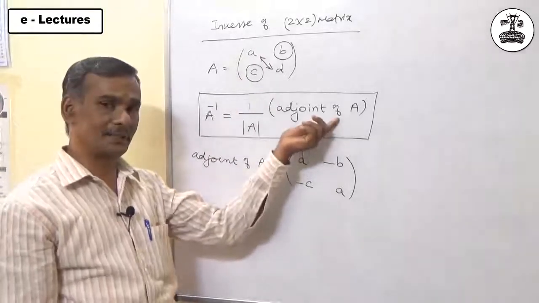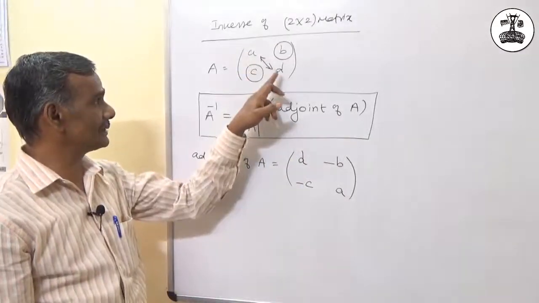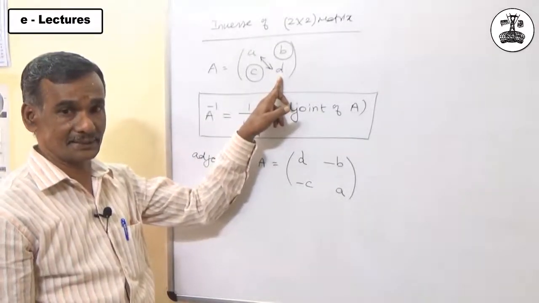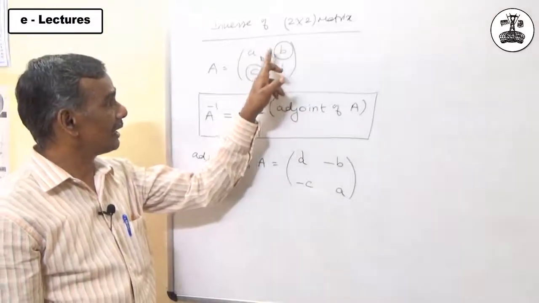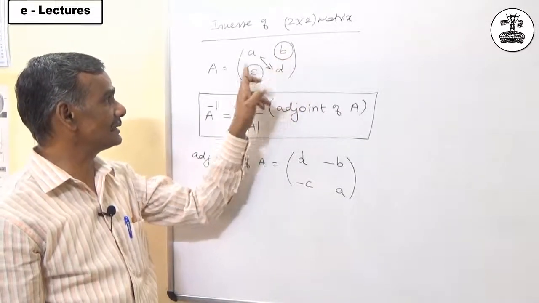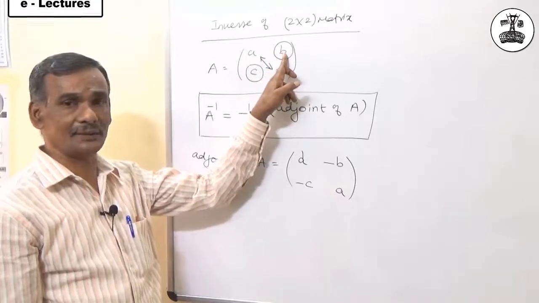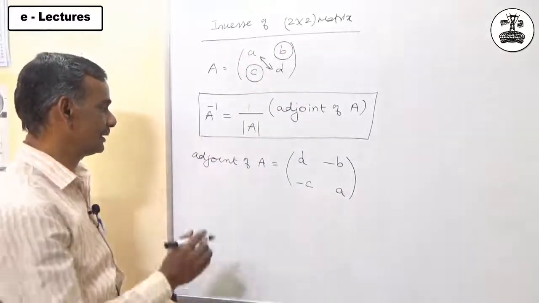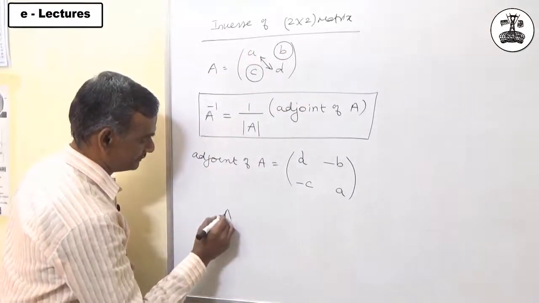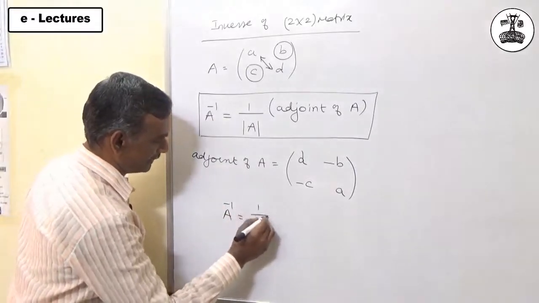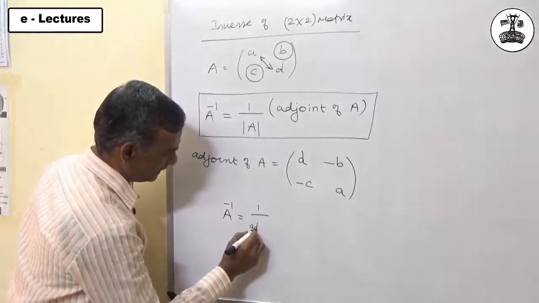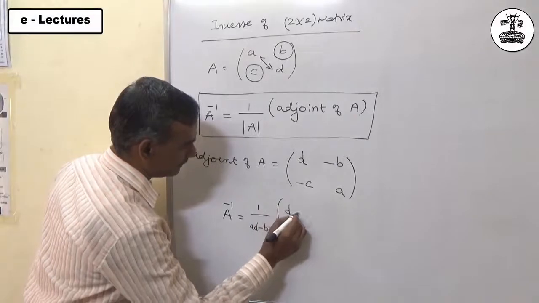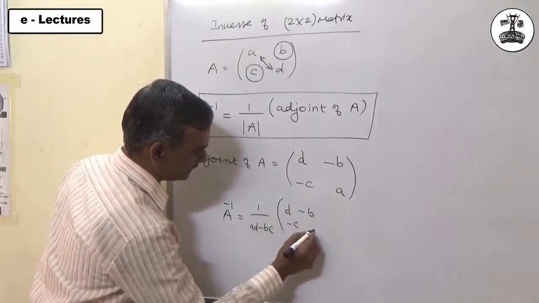The adjoint of A எப்படி easy ஆக கண்டுபிடிப்போம்னா, interchange the diagonal elements A and D ரெண்டையும் இடத்த மாற்றிடணும். So A and D are interchanged. Then off diagonal elements அதை தவிர மற்ற ரெண்டு elements B and C வந்து அந்த elements அங்கேதான் இருக்கணும், but அடையாளம் மட்டும் மாறணும். So change the sign of B and C. Therefore A inverse equal to 1 by determinant A, that is AD minus BC, into D, minus B, minus C, A.